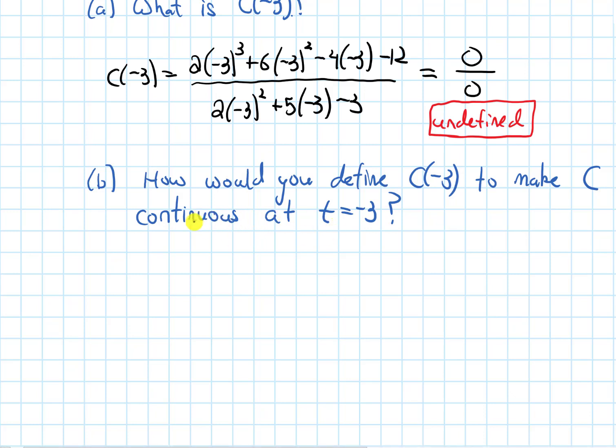Well, for a function to be continuous, remember the definition. I need the y value of my function at that point, c of negative 3, to be equal to the limit as t approaches negative 3 of my function. So let's take this limit, and whatever that limit ends up equaling, if it's just some finite number, that's what we're going to set c of negative 3 to be.